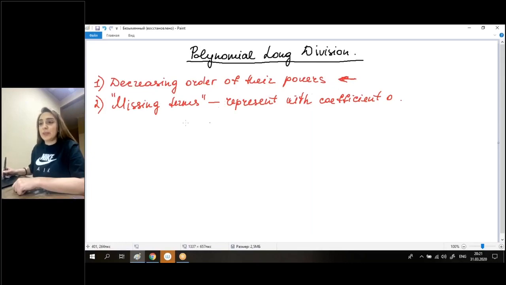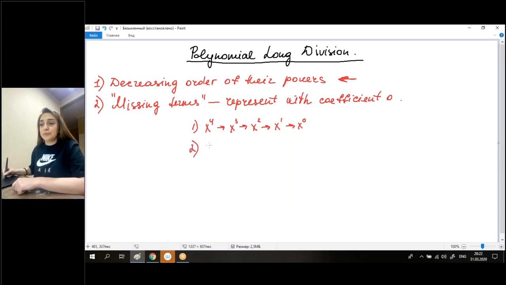What does it mean? For example, if the greatest power of the polynomial is x to the power of 4, then must follow x cubed, then x squared, then x to the power of 1, and then x to the power of 0. It's our first property. And the second property, if we have missing terms, it's necessary to represent them with coefficient 0. What does it mean?